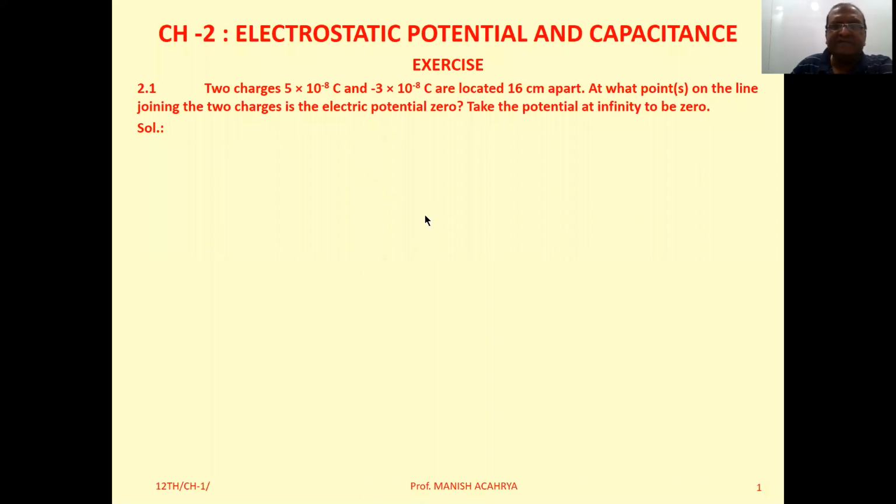Chapter 2, exercise, example 2.1. Two charges 5 × 10^-8 coulomb and -3 × 10^-8 coulomb are located 16 centimeter apart. At what points on the line joining the two charges is the electric potential 0? Take the potential at infinity to be 0.